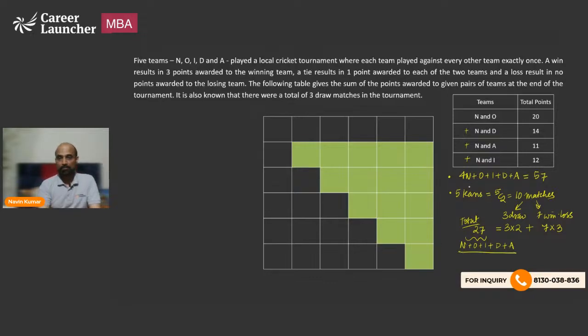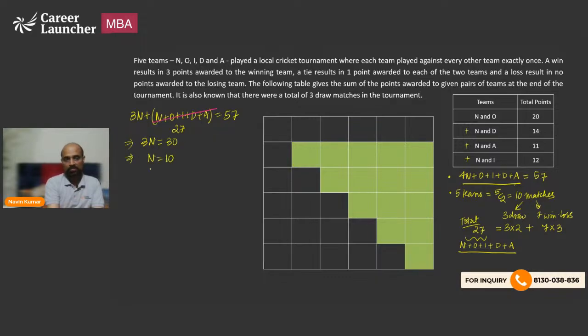So if we look at these two, can I say 4N can be written as 3N plus N plus O plus I plus D plus A? This is 57, wherein the sum of the points that these 5 teams get alone is 27. So we will have 3N equal to 30, or N is equal to 10. Once we get N equal to 10, O is going to be 10 as well. With N being 10, D is going to be 4. A is going to be 1. I is going to be 2.